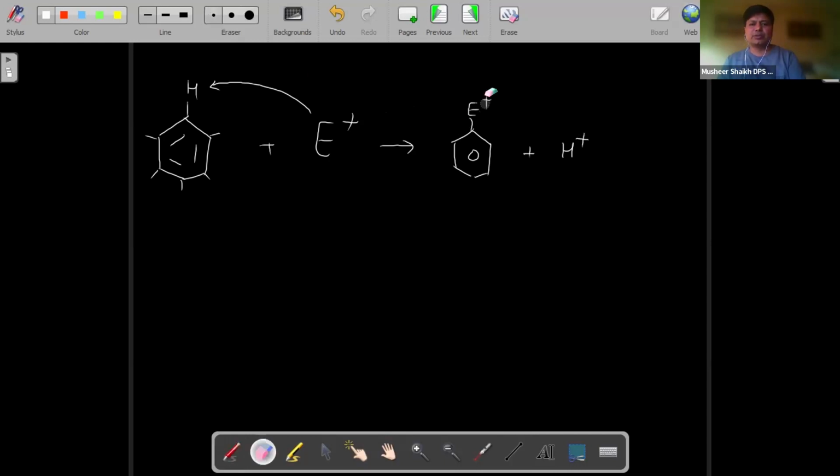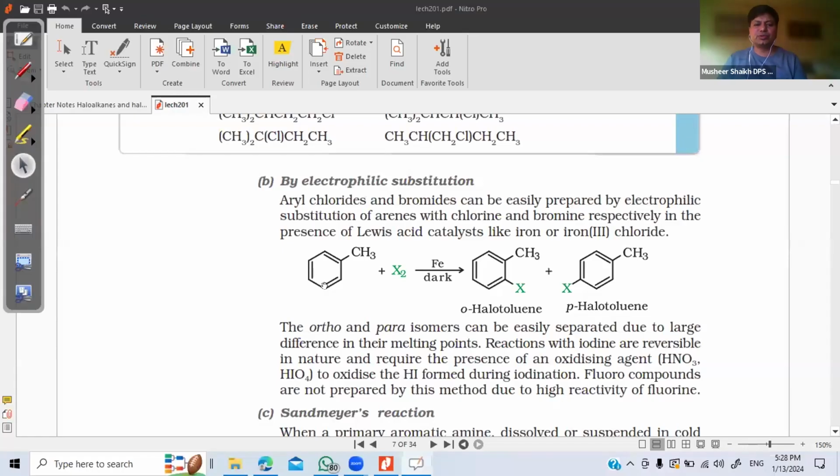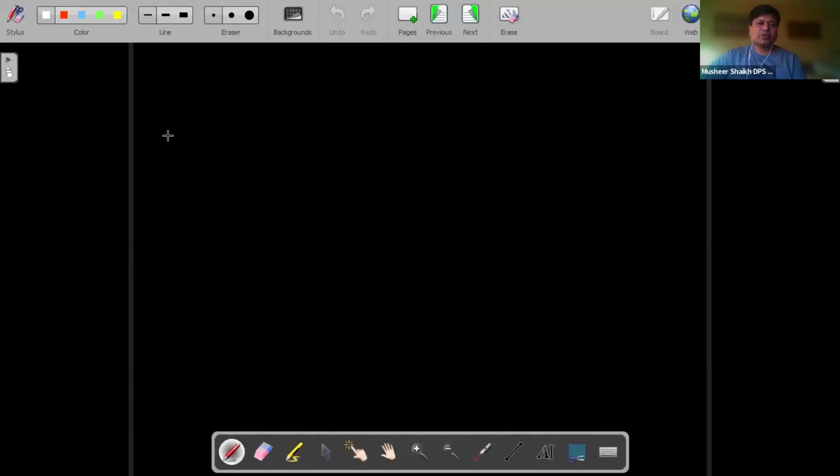Once the electrophile comes to the benzene, there is no positive charge. Okay? Fine. This is electrophilic substitution. This is what we now have to see by electrophilic substitution. What we have to learn now is how to prepare a few electrophiles.